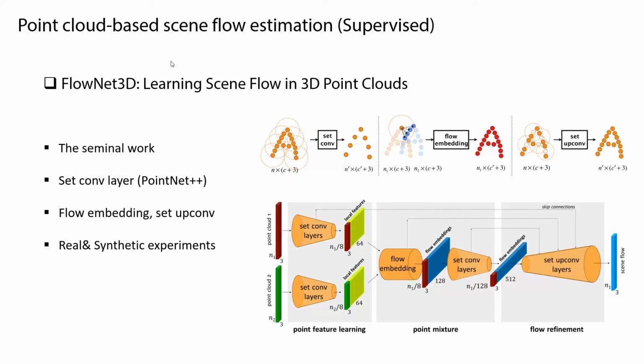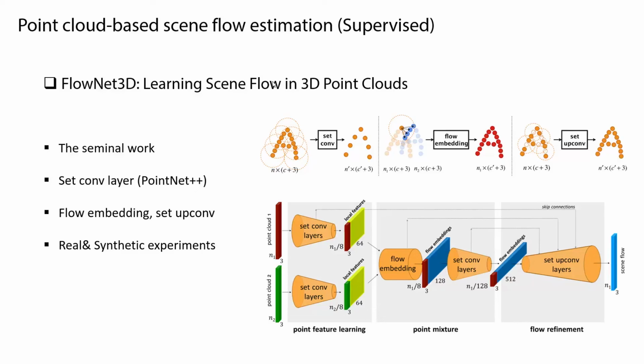Here, for each input point, the input feature can be its XYZ coordinate and can also include other features, such as color and LiDAR intensity. The main innovation of this framework is that they propose two new learning layers, the flow embedding layer and the set upconv layer. Here, the set conv layer was borrowed from another famous paper called PointNet++, where the set conv layer is a basic point cloud operation module.